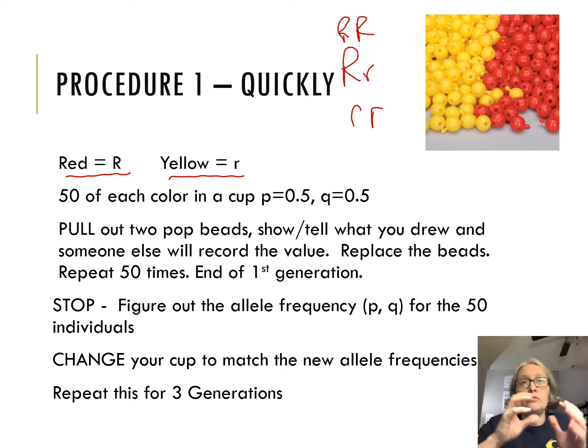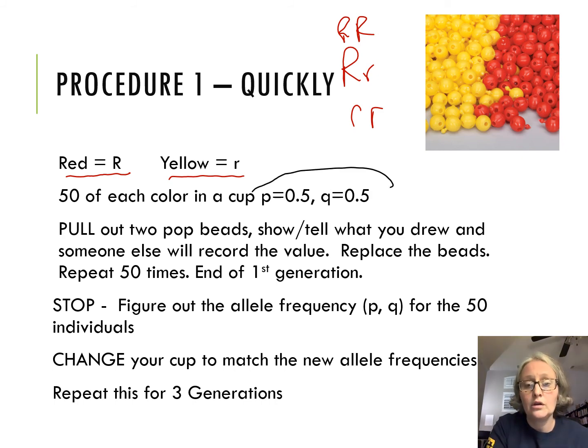At this point, you'll then stop and you'll figure out in those babies, those 50 individuals that were just born, what are the allele frequencies. You're going to figure out P and Q. Once you figure out P and Q, they probably will have shifted a little bit. They're not going to be 0.5 anymore. They're going to have moved. You'll then change your cup to match the new allele frequencies. So when you started off, everything was 50-50. There were 50 red beads and there were 50 yellow beads.